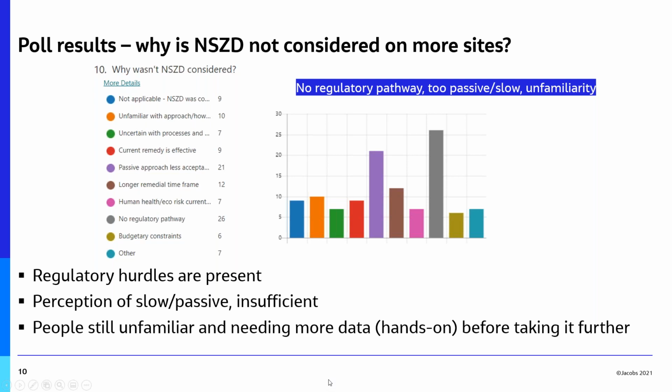So why isn't NSED considered on more sites? This is a bar chart that shows the answers to one of the questions. The taller bars here are related to regulatory pathways and passive approach. The way to paraphrase this is that NSED is considered too passive and less acceptable. They want something more.